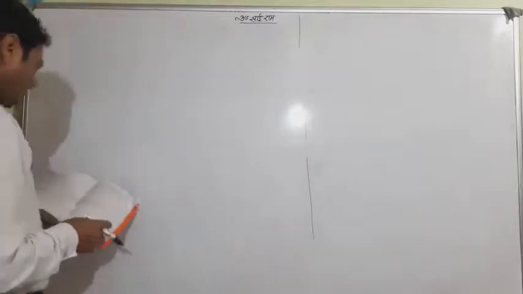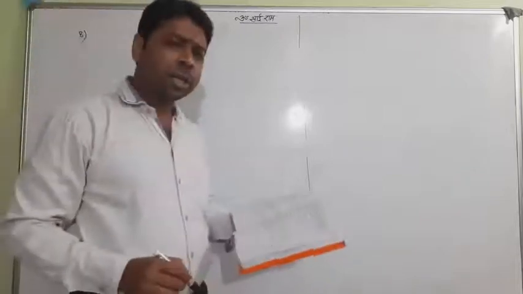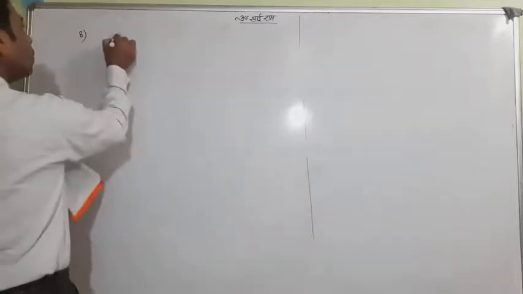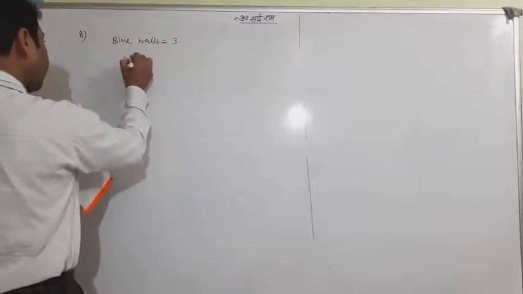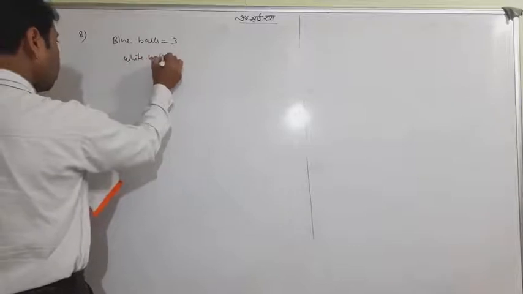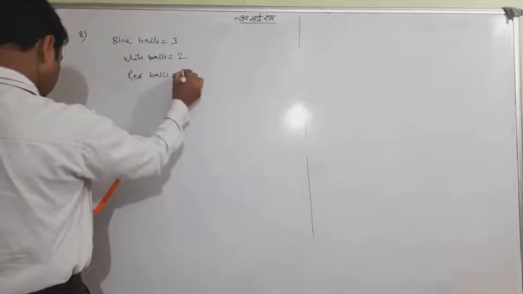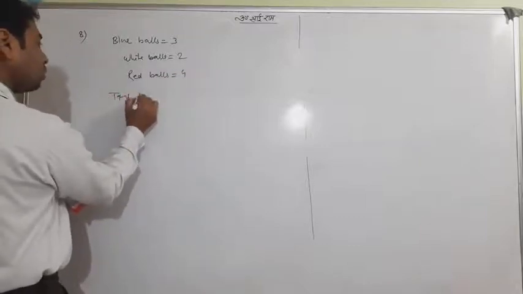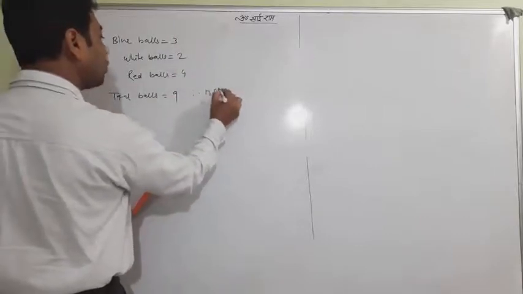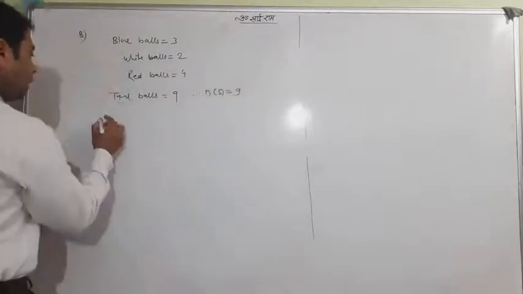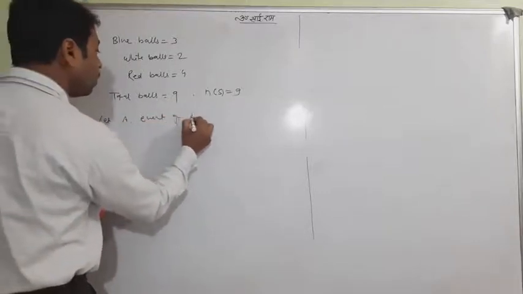Now question number 8 is looking very easy. Okay, what is question number 8? A box contains 3 blue balls, 2 white balls, and 4 red balls. Total balls: 4 plus 2 is 6, plus 3 is 9. One can understand that n of S will be 9. Let A be the event of a blue ball.